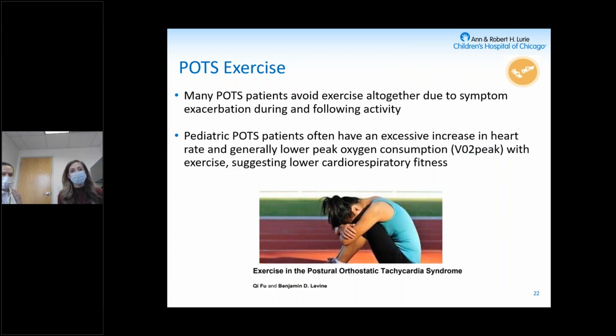We also really focus heavily on exercise. Many of our POTS patients avoid exercise altogether due to symptom exacerbation during and following activity. And we found that pediatric patients often have an excessive increase in heart rate and generally lower peak oxygen consumption with exercise, suggesting a lower cardiorespiratory fitness.